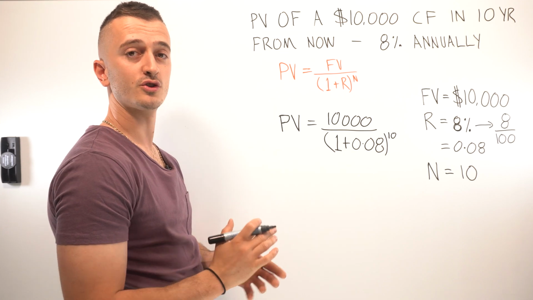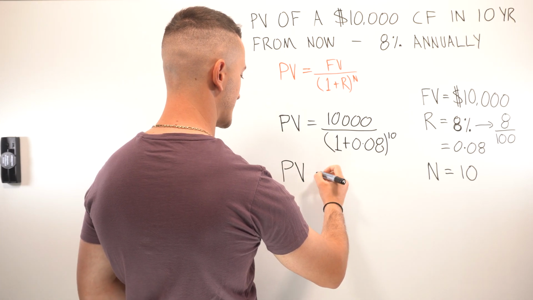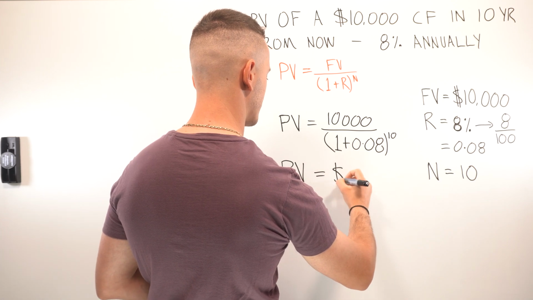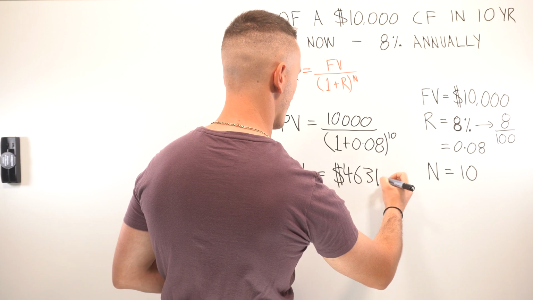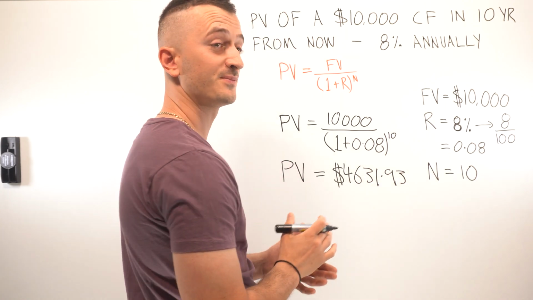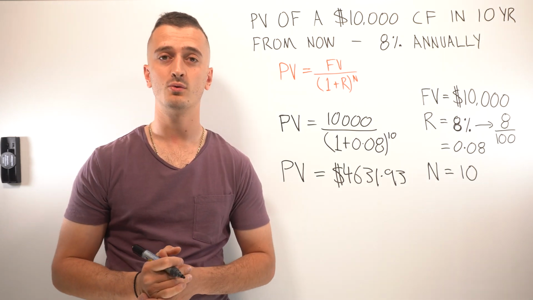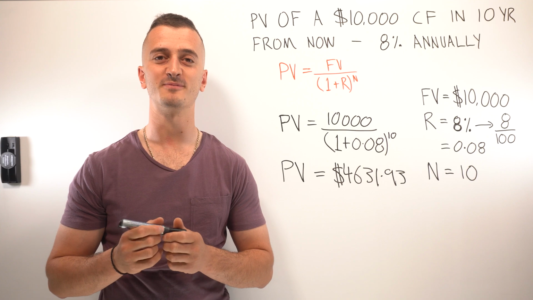Now if you compute this through your calculator, you will get to a present value today of $4,631.93. And I hope that was pretty straightforward. Give it a try and see what you come up with as well.